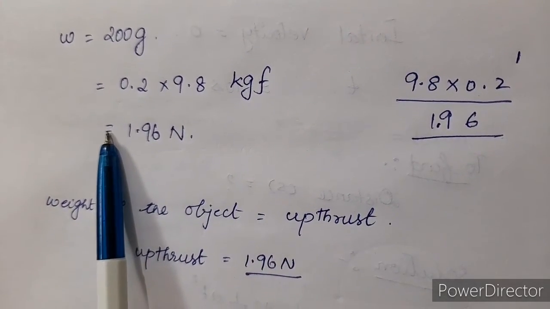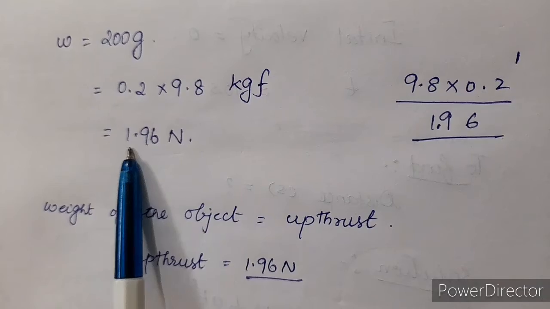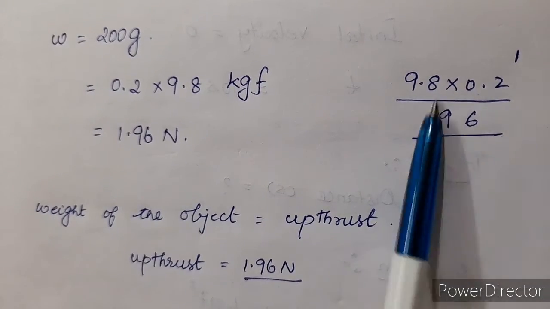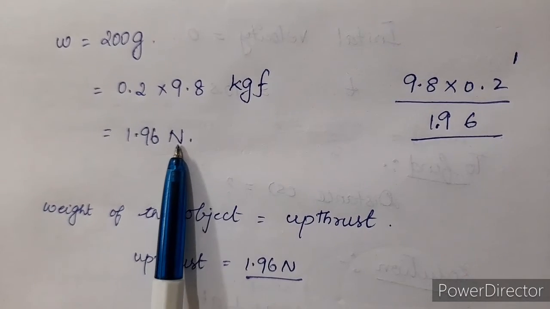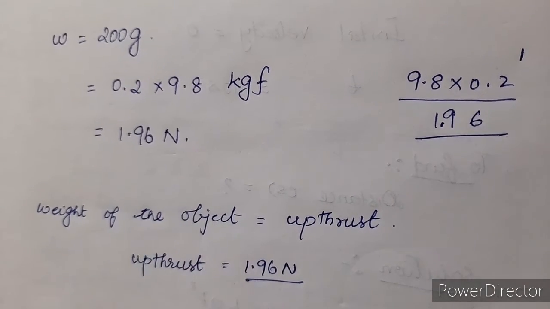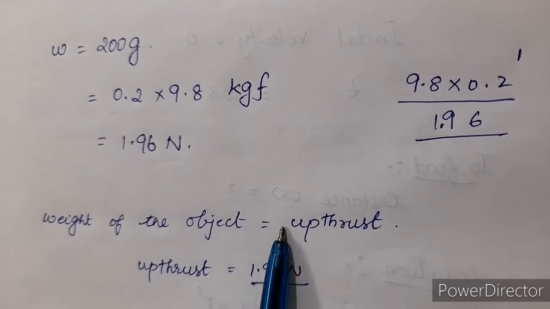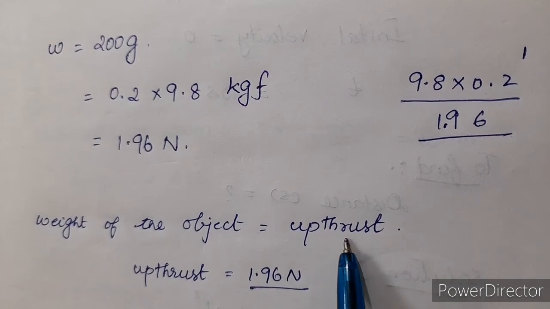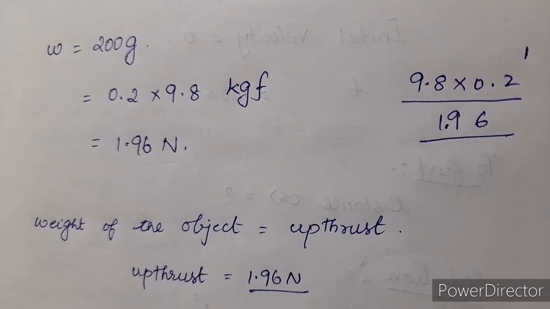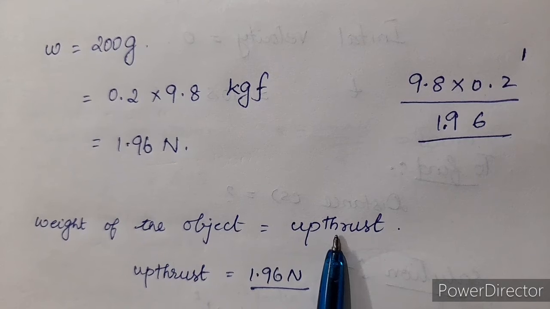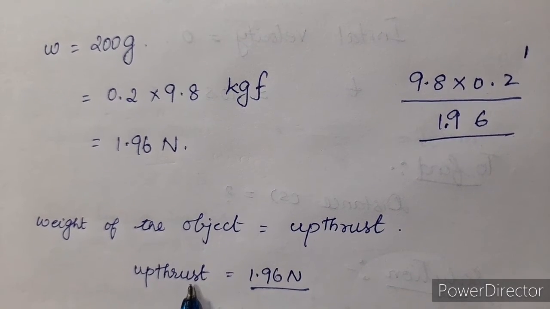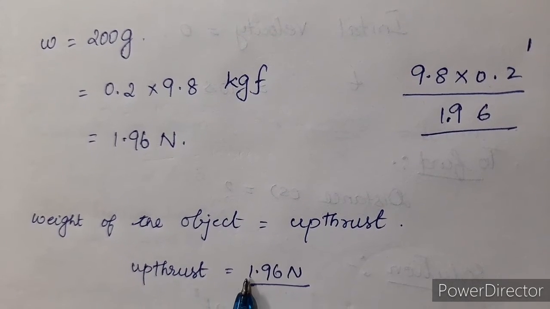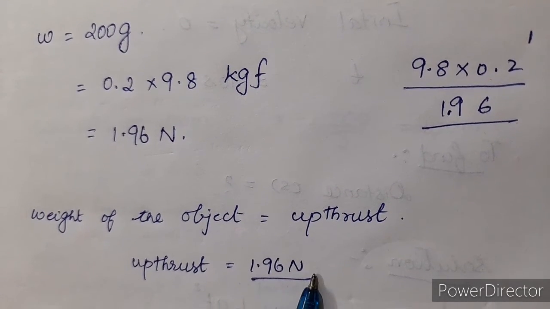So when you multiply this, it will become 1.96. I have done the multiplication here, 1.96 Newton, because Newton is the weight of the object. So the weight of the object is equal to the upthrust, isn't it? This is the upward force that acts when an object is immersed in water. So the upthrust here is the weight of the object, that is 1.96 Newton.